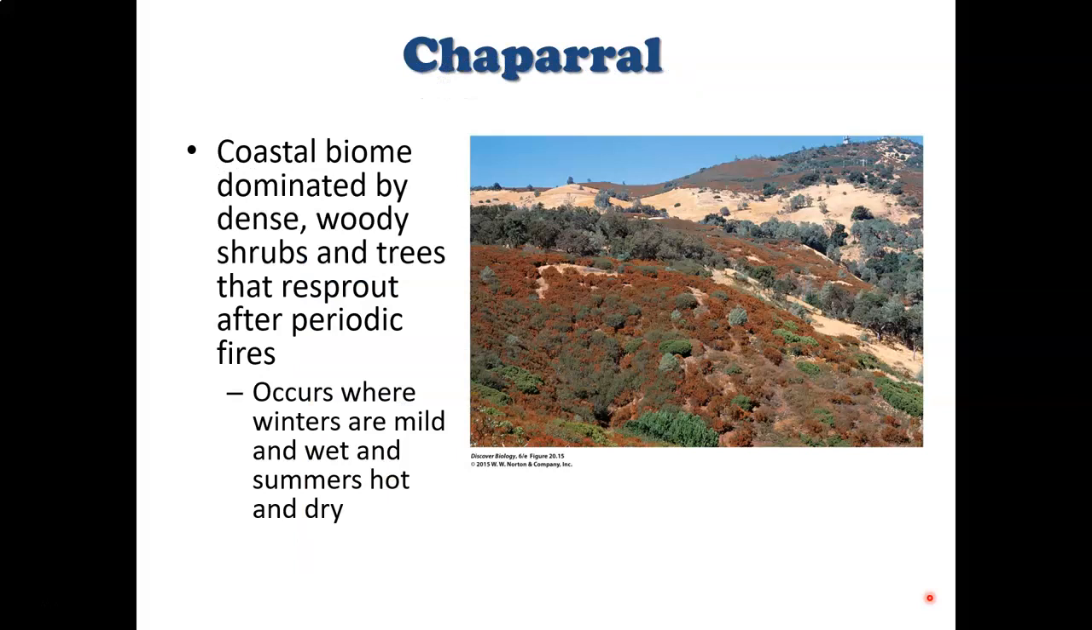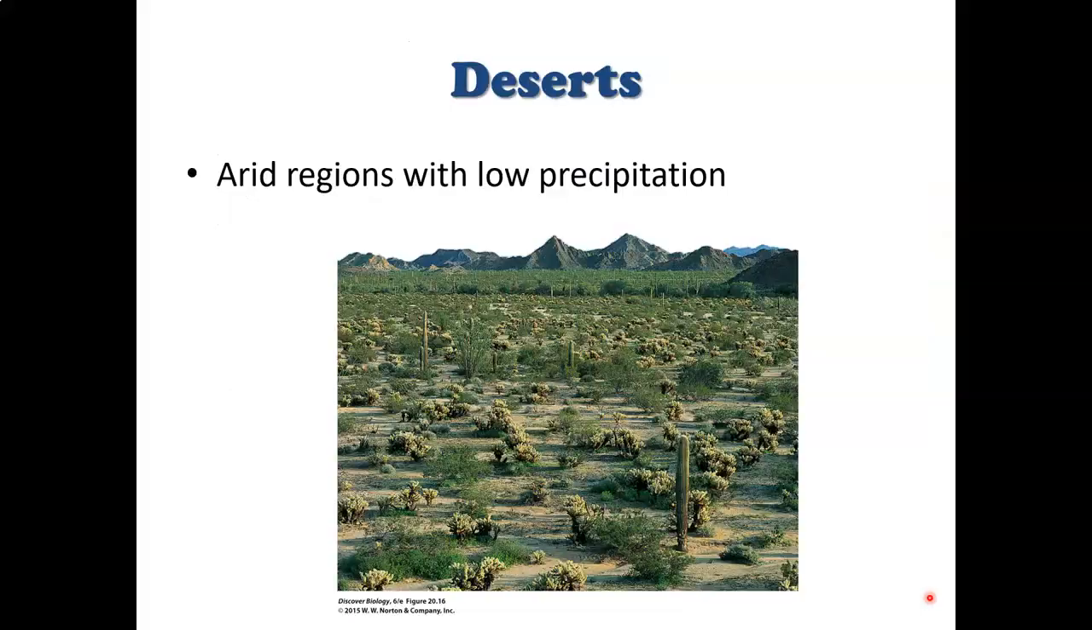The chaparral, this is where we live, right? So these are mild climates, typically quite dry, not a lot of precipitation. High danger of fire. Deserts are a biome that's characterized by its low precipitation.